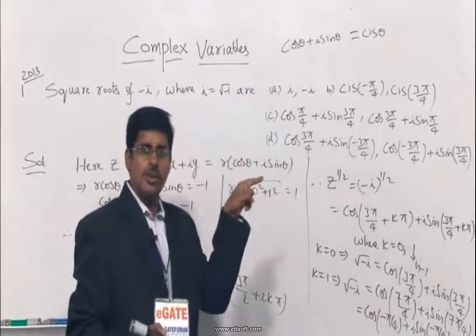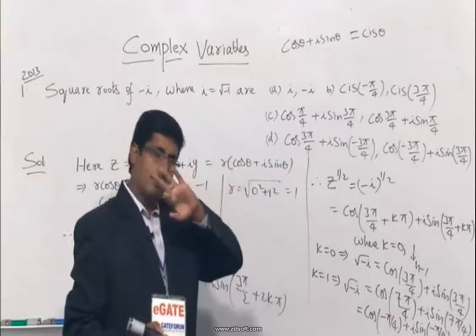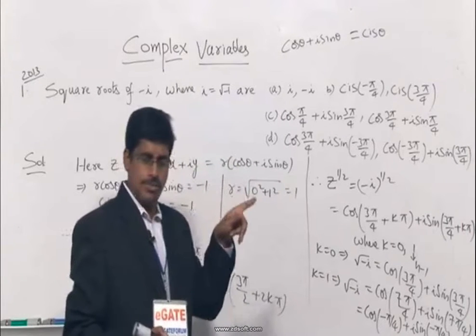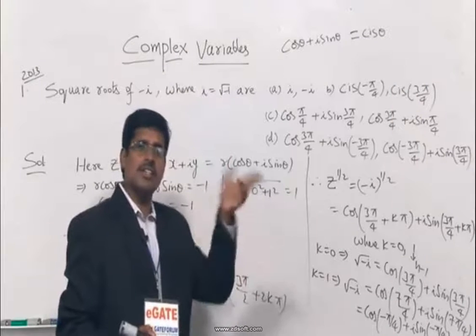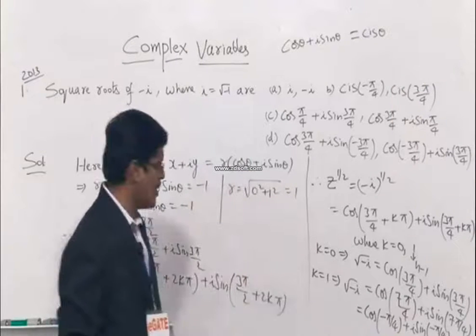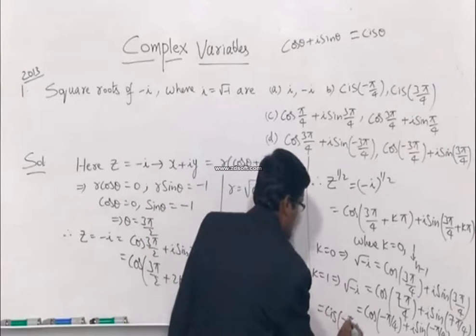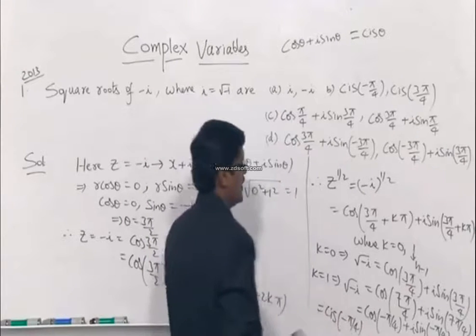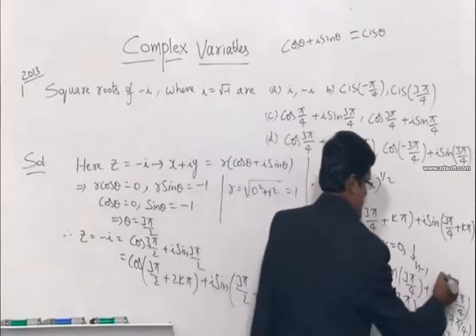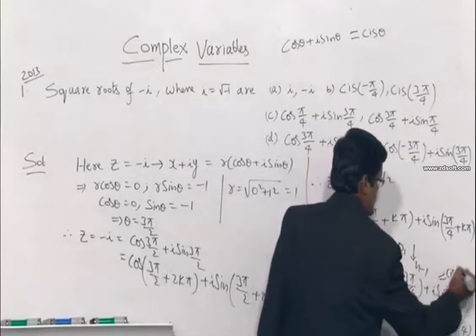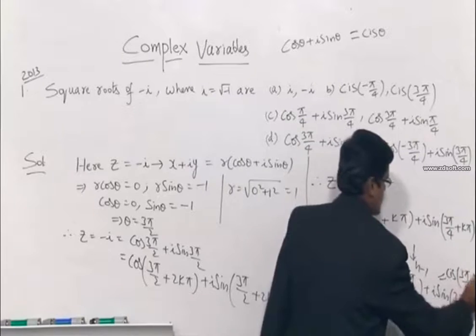Just go to your 2D axis and plot 0, 90 degrees, 270, 315 degrees, and in the reverse way minus 45 degrees. Okay, so this is nothing but cis minus pi by 4, and the other is cis 3 pi by 4. This is the answer.